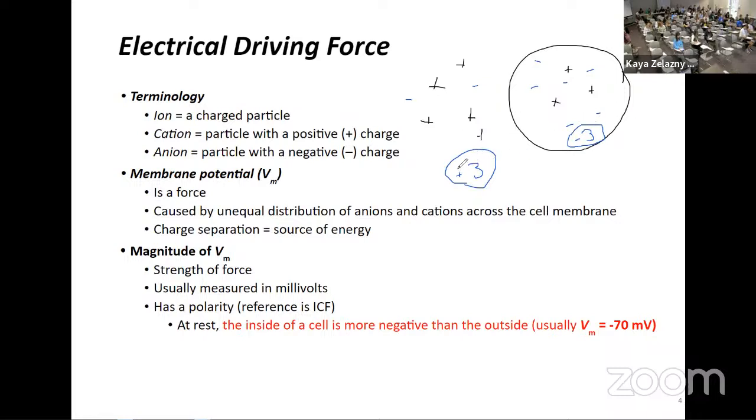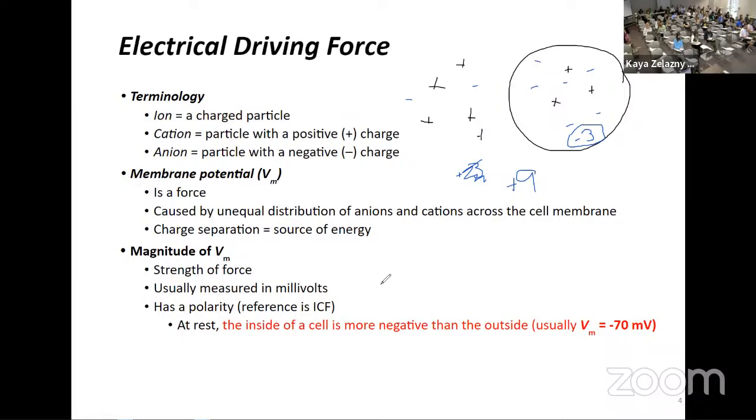So if I wanted to increase the magnitude here, I might add more positive ions. Say this goes up to +9, right? There's a greater difference between these two charges. So it would be a greater magnitude. So we'd have a stronger force pushing positive ions in, pulling negative ions out.